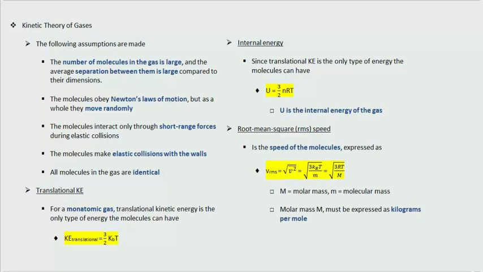We can find the speed of the molecules, which is expressed by the formula: the square root of 3 k_B T divided by our molecular mass, or the square root of 3RT divided by our molar mass. And doing so, we're able to calculate the speed of the molecules.